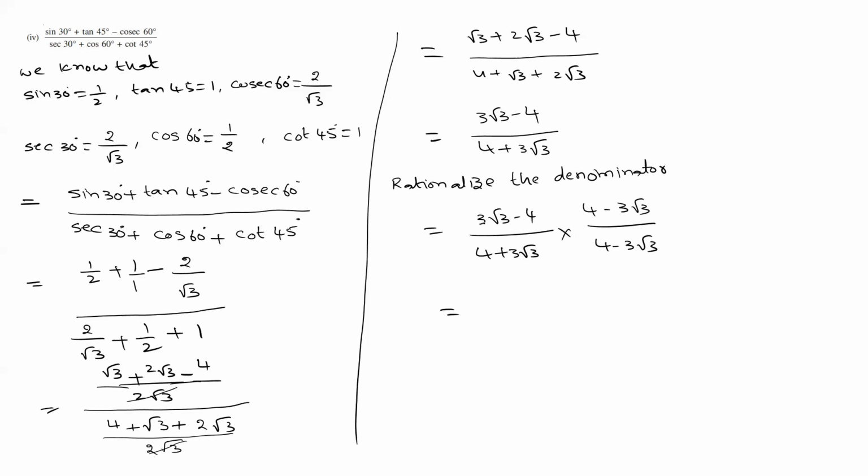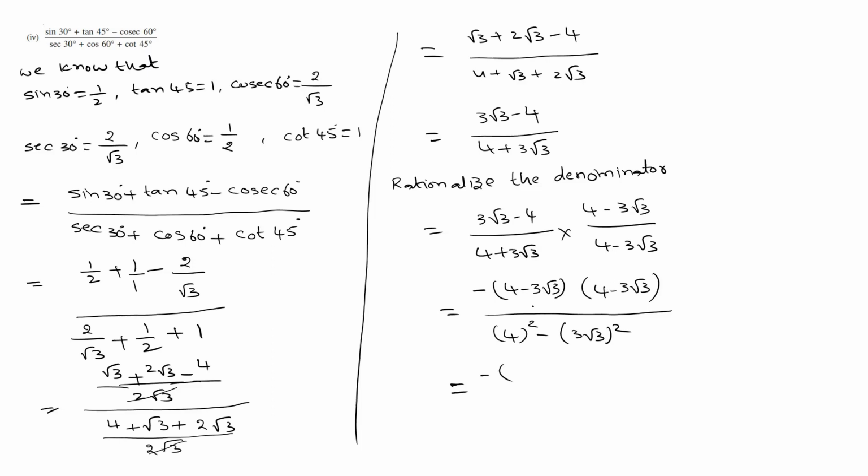So we'll get here 3 root 3 minus 4 in the numerator, and here 4 minus 3 root 3 is there, which means you can take a minus sign. It will be minus (4 minus 3 root 3) into (4 minus 3 root 3), whole divided by (a plus b) into (a minus b), so a square minus b square. So a square will be 4 square, and b square will be (3 root 3) whole square.